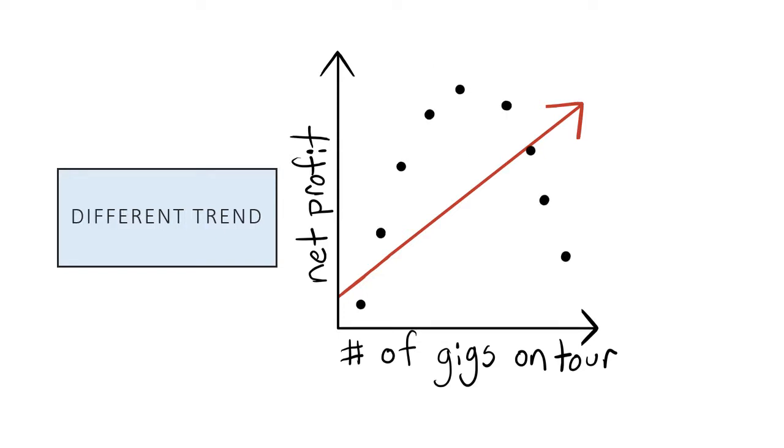On the other hand, if our data looked like this, it seems to me that there might be a different trend going on here. It's possible that your tour could net money as you play more shows up to a point where traveling expenses, vehicle maintenance, and decreasing attendance could make your net profits go down. That's why the flexibility of GLMs is so important. We need to account for different types of data distributions.